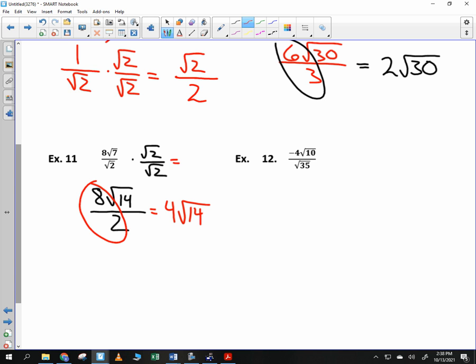Good question. So you see how we get 8 roots of 14, right? Now on the bottom, square root of 2 times square root of 2 is the square root of 4. And the square root of 4 is 2. So we're just skipping that step.